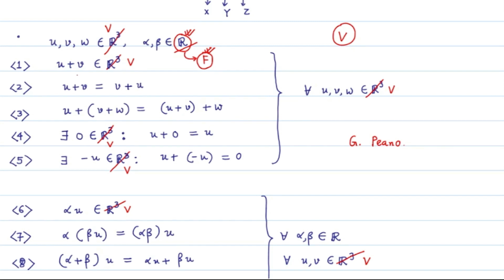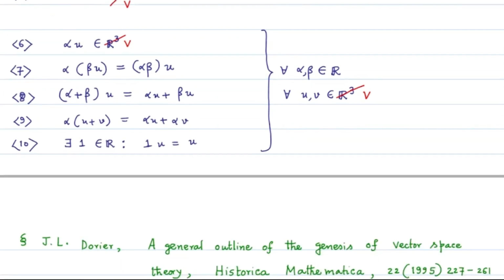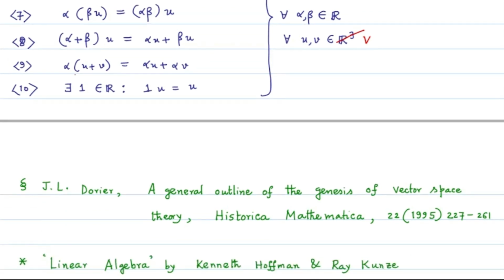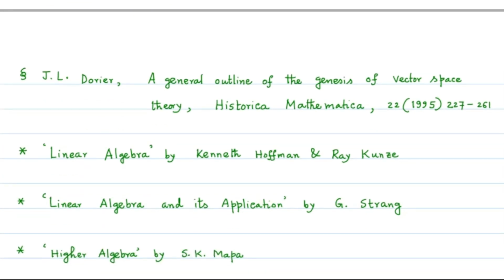If you are interested to know the historical genesis of the development of vector space theory, you may visit this particular article written by Dorier from France. And if you are interested in learning abstract vector spaces, you may visit a fascinating book by Hoffman and Kunze entitled Linear Algebra. If, however, you are interested in the geometrical essence of linear algebra, you may please visit the treatise by Gilbert Strang and this book entitled Higher Algebra by my esteemed and mostly revered teacher, Professor S.K. Mapa.